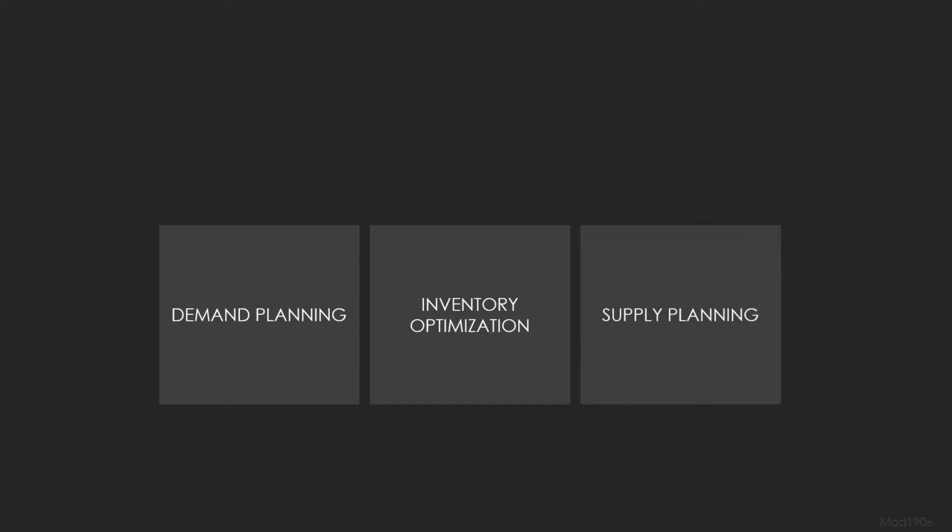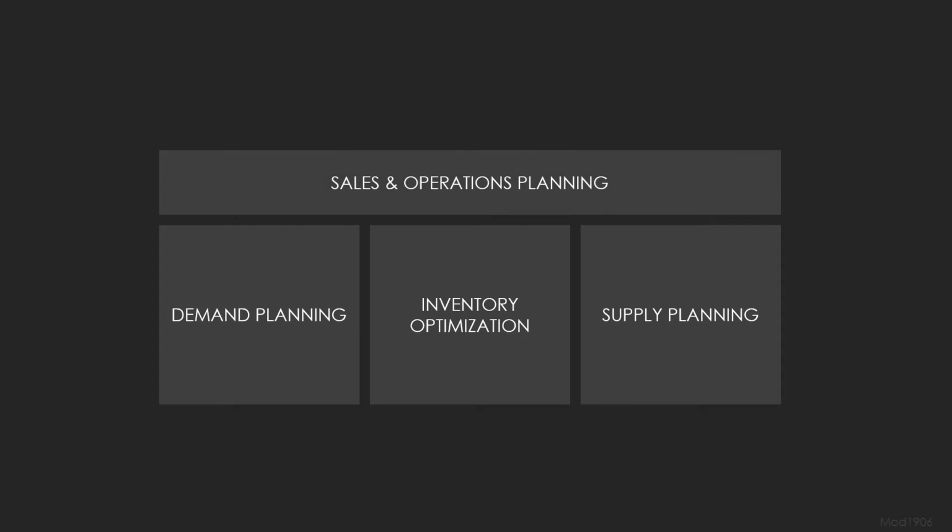We have demand planning, which will start with a sales order history and generate a consensus demand. Then we have the inventory optimization, which will calculate a safety stock and the planned inventory levels. Finally, taking that demand and coming up with a supply plan to actually manufacture those goods. And then on top of it all, we have the sales and operation planning process that brings all three together.